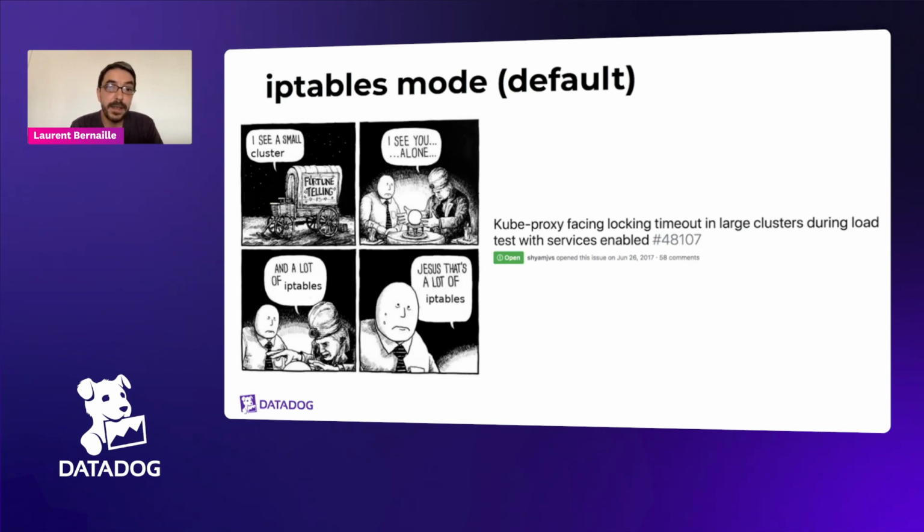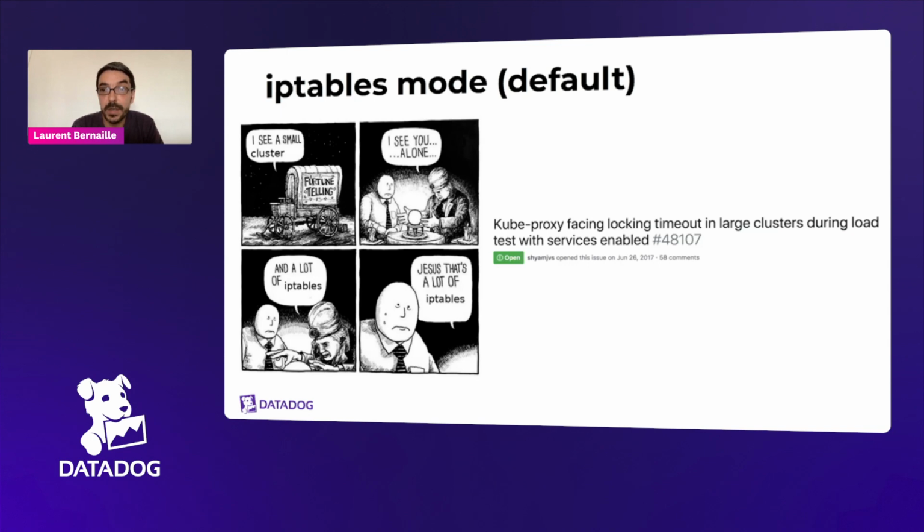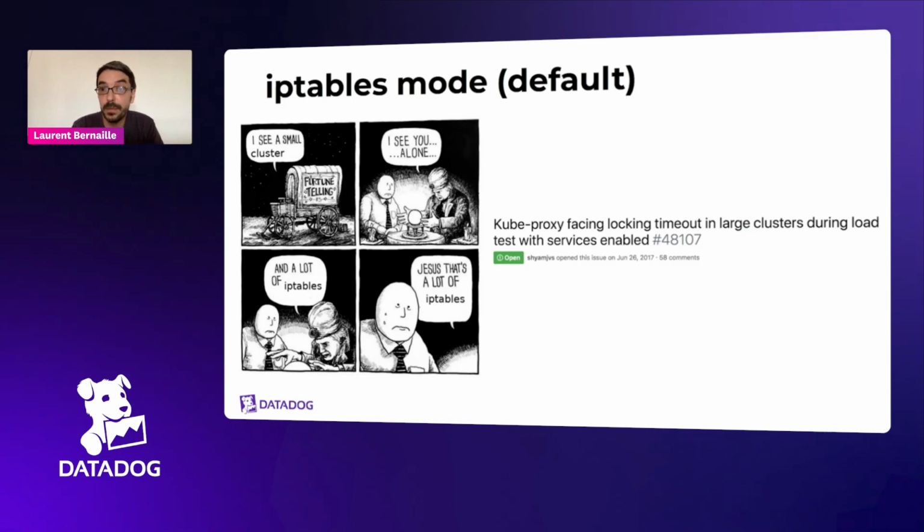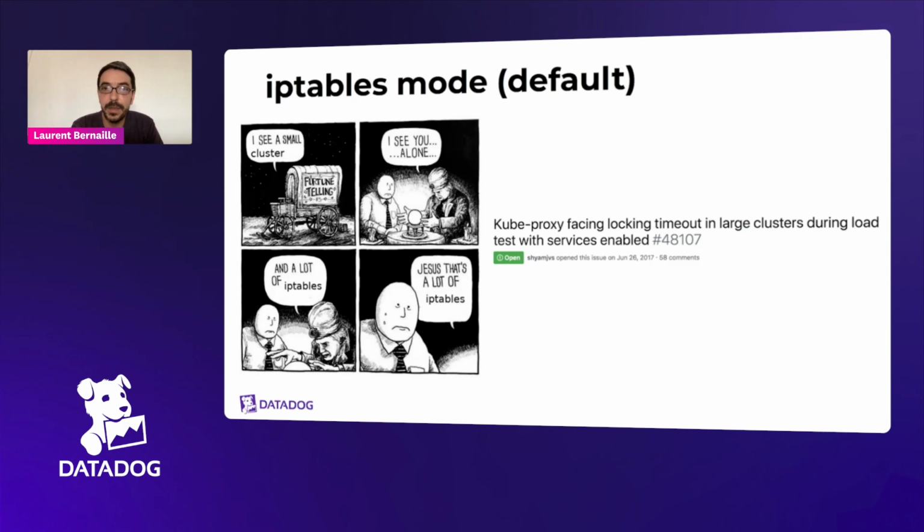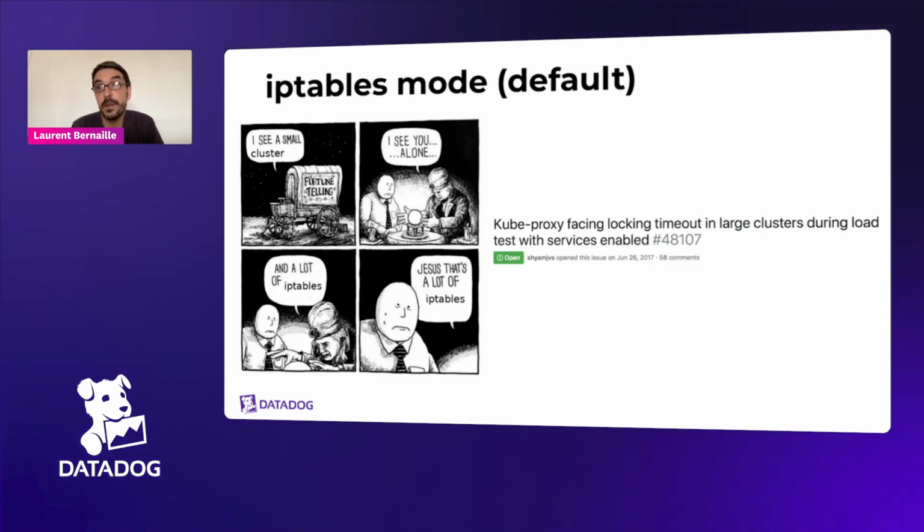And yes, the example on this slide is actually an issue that's still open, and is exactly illustrating what I was saying, which is, if you have a lot of services, it's going to take a long time to reload the kube-proxy iptables rules, which means it's going to time out because the default timeout is 5 seconds. And that entails that it's going to take more than 5 seconds to reflect any update in the cluster, which is a very long time, of course.